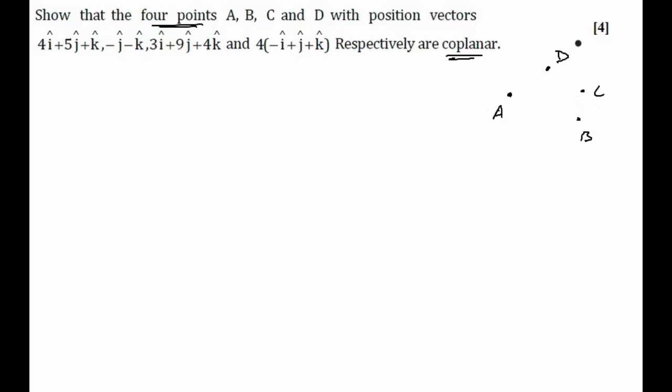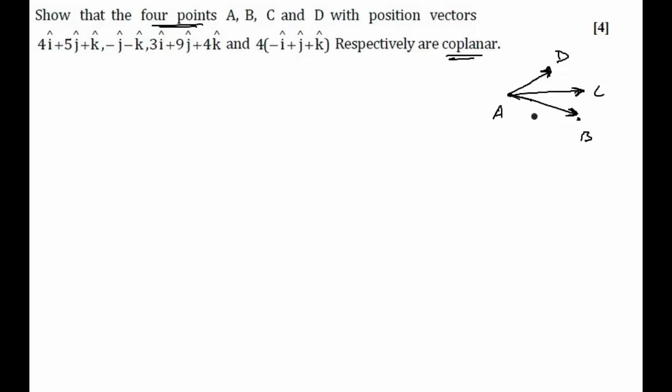So if I have to show that these 4 points are coplanar, the best idea is to make vectors using these position vectors of A, B, C, D, right? So I am making the vectors AB, AC and AD. These are 3 different vectors. Now if these 3 vectors are coplanar, then it will automatically imply that the 4 points A, B, C and D are in fact coplanar, right?